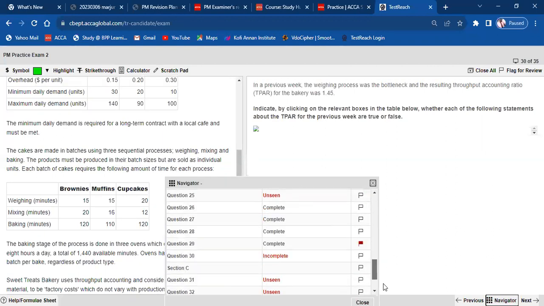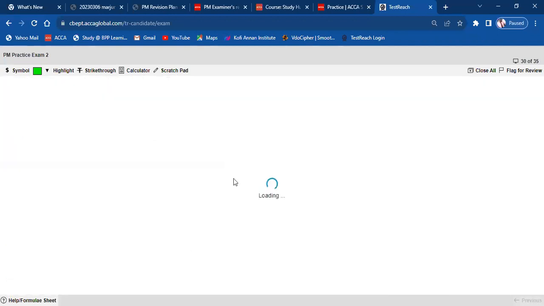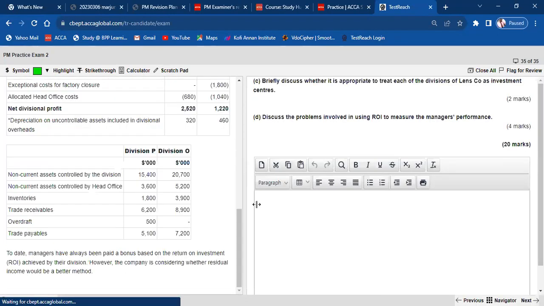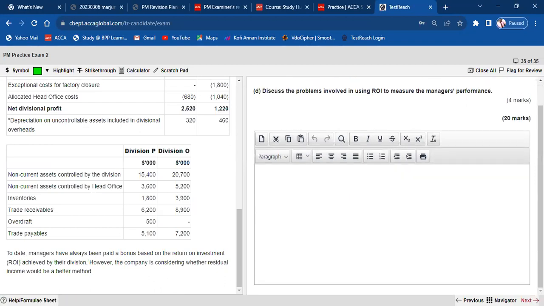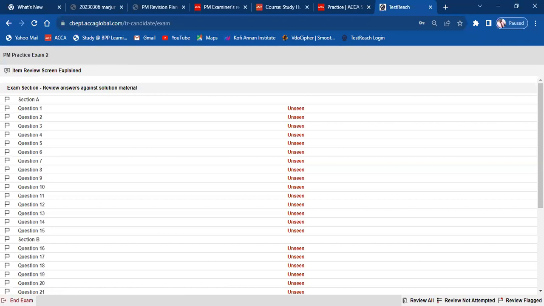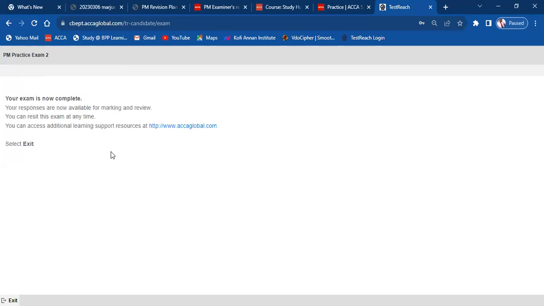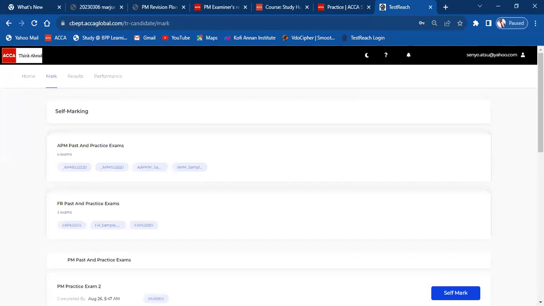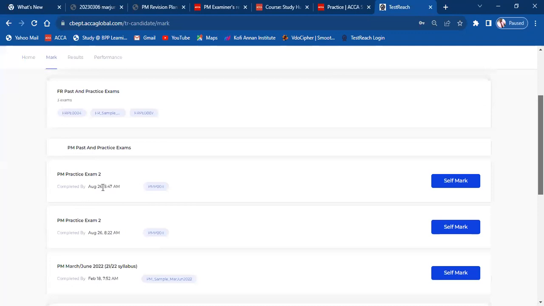So Navigator, let me end this exam. Go to last question. Scroll up and down, left and right if I must. Next to end the exam. End exam. Yes, end exam. Exit. Go to the mark tab. PM, past and practice exams. Practice exam 2, which we've just ended now.